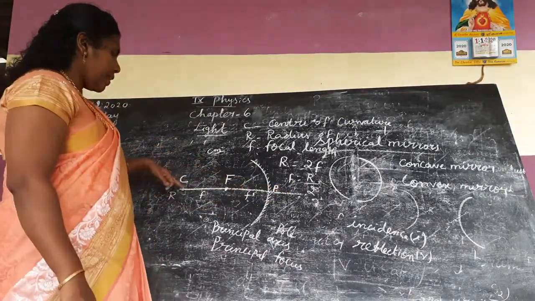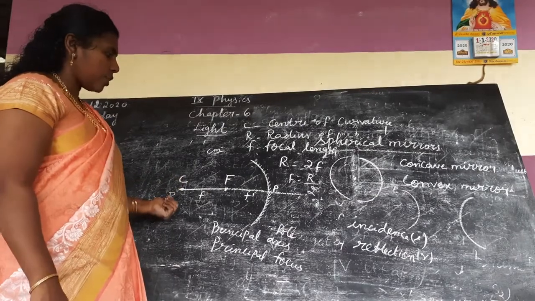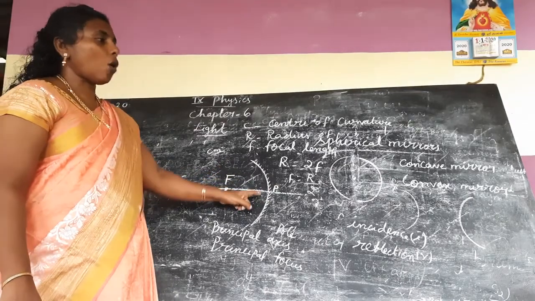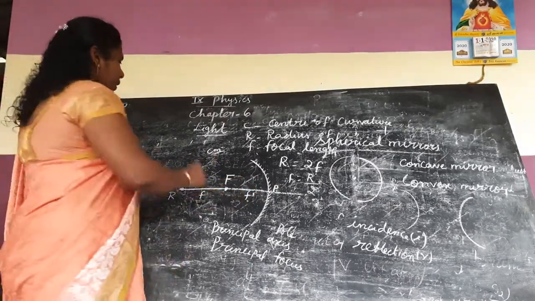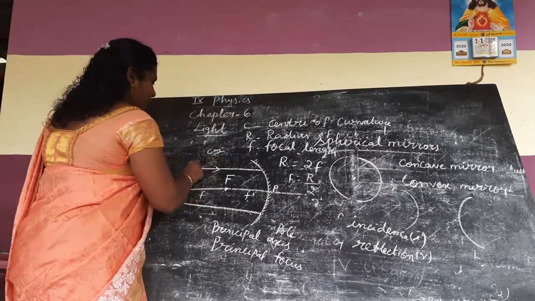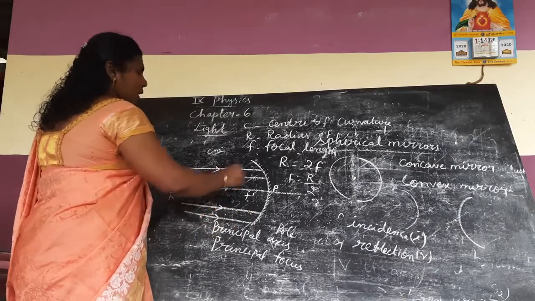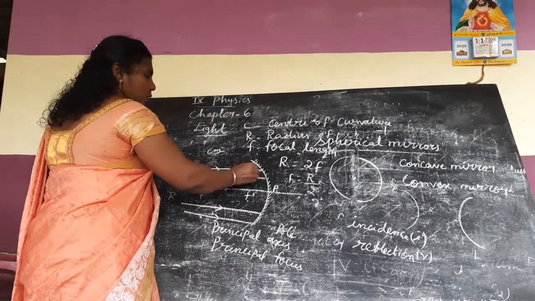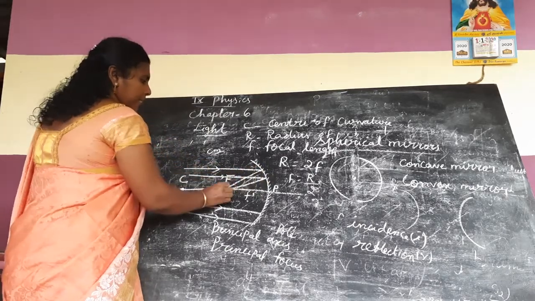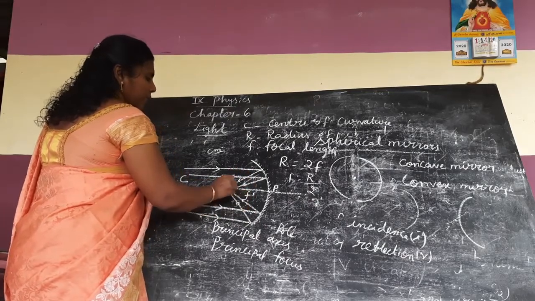So first principal axis, then principal focus, pole, center of curvature or radius of curvature, focal length. What is focal length? The distance between the pole and the principal focus is called focal length. Then here you can draw the parallel lines. These are rays travelling parallel to the principal axis. Now see the arrow mark. When it falls on the polished surface, it is reflected and converges at the principal focus.